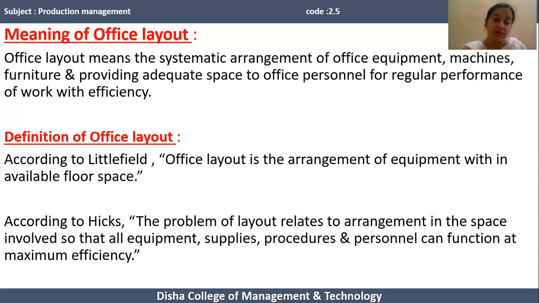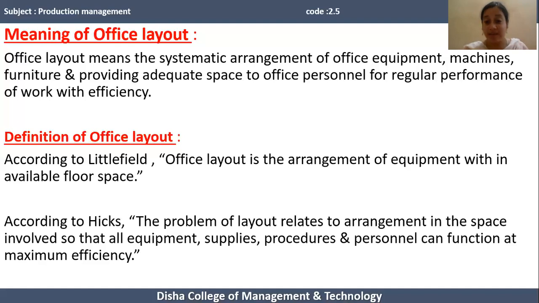The next definition is given by Hicks. Hicks said that the problem of layout relates to arrangement in the space involved, so that all equipment, supplies, procedures, and personnel can function at maximum efficiency.